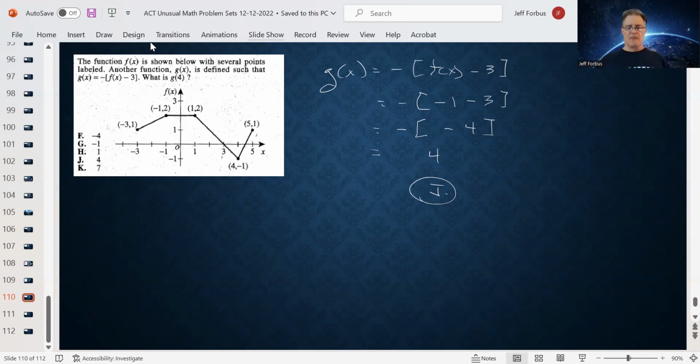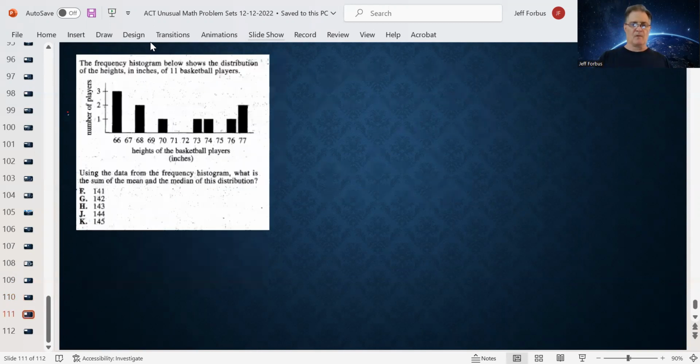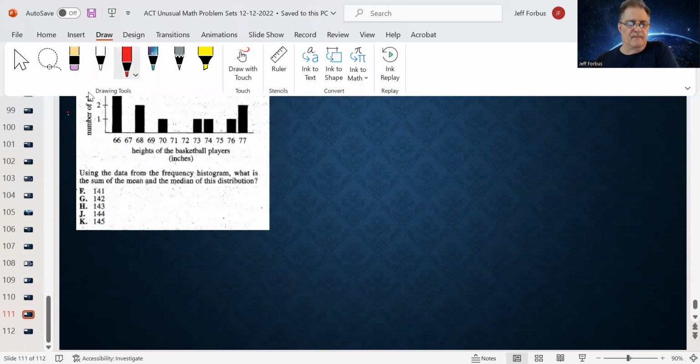Okay, let's move on. All right, so I'm going to change my pen color so that I can write on the graph.